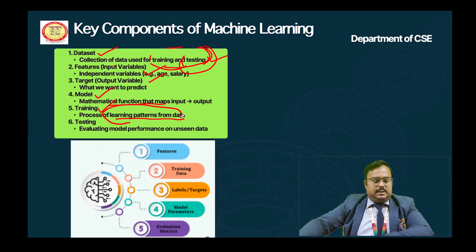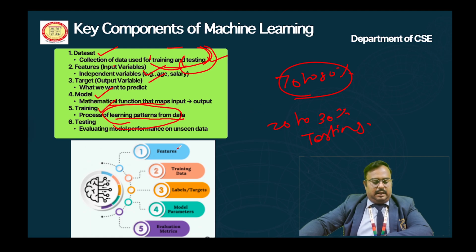So next one is testing. Testing is nothing but evaluating model performance on unseen data. Here, 70 to 80% we have to use for the training process, and after that, 20 to 30% we have to use for the testing phase. So these are very important things in machine learning.